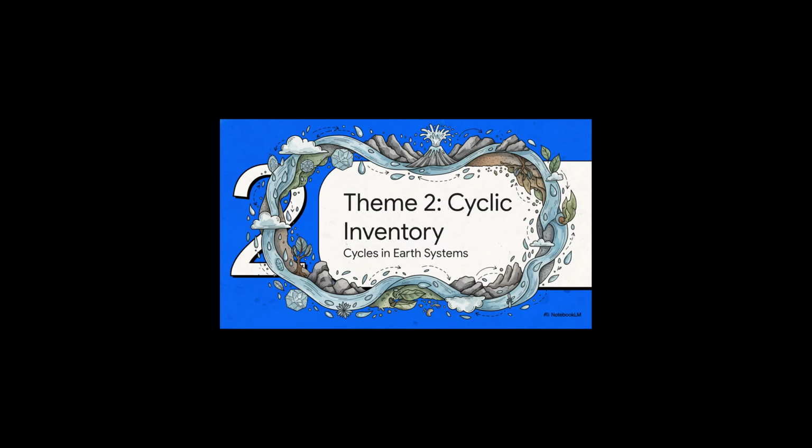Okay, so we've got the planet's structure down. Now let's talk about how it manages all its materials. This brings us to Theme 2, the cyclic inventory. This covers Competency 016, and it's all about how Earth's most essential resources are constantly being cycled and recycled.